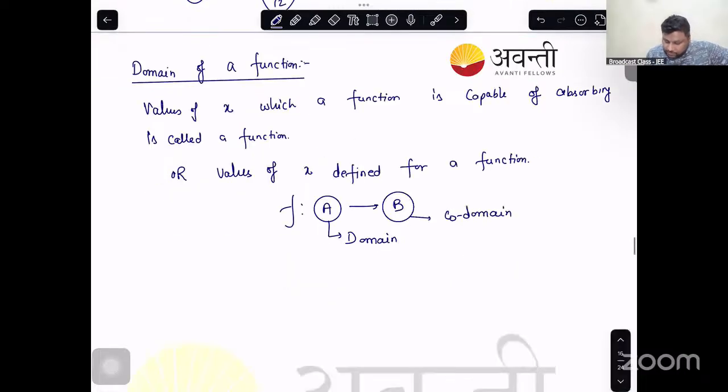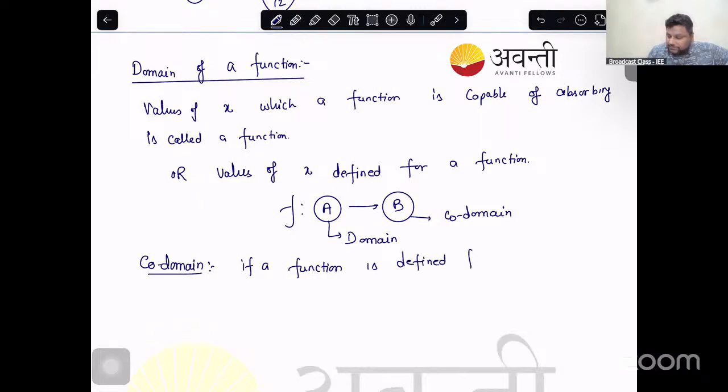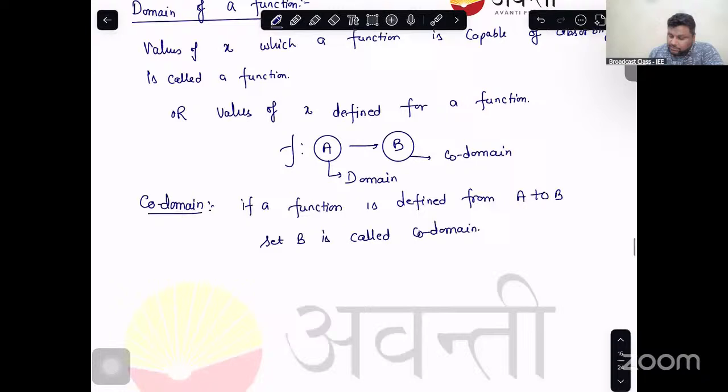So what is codomain? Codomain is, if a function is defined from A to B, then set B is called the codomain. Am I correct? If a function is defined from A to B, set B is called the codomain. Then there comes range.